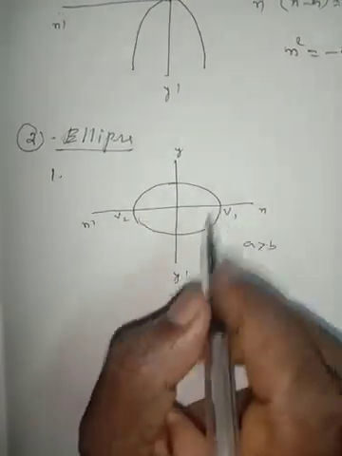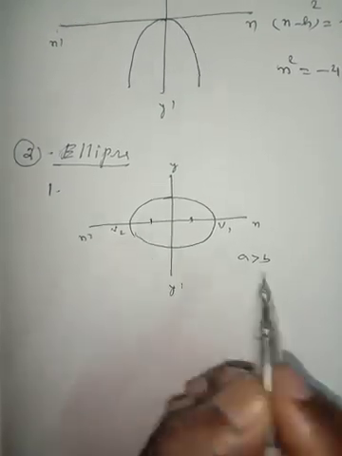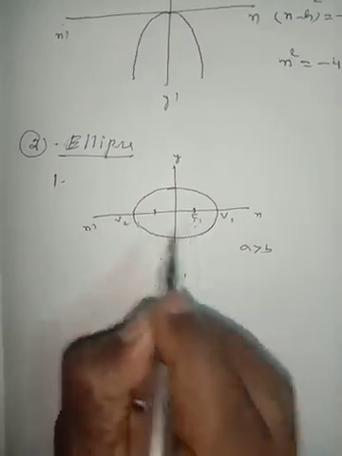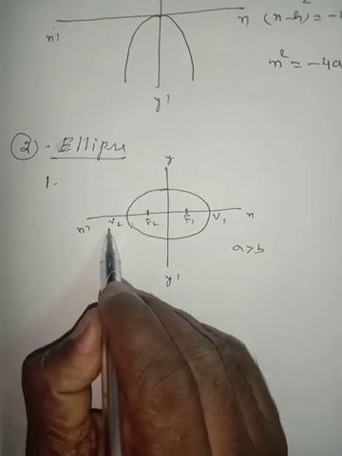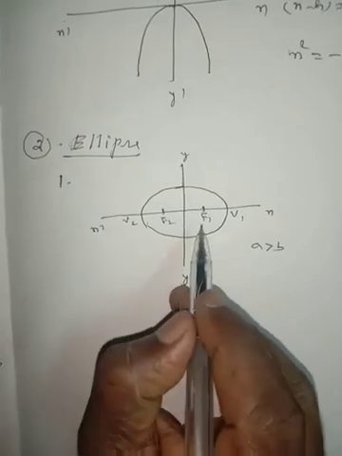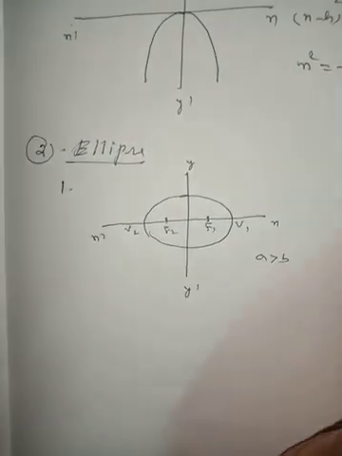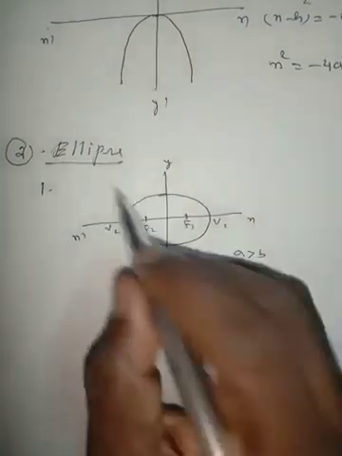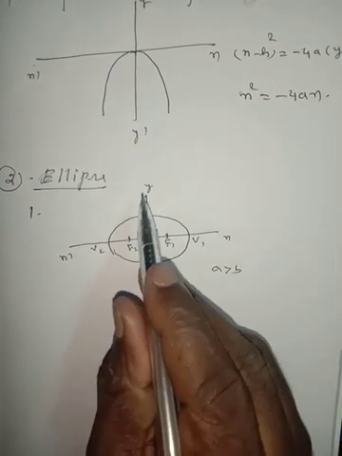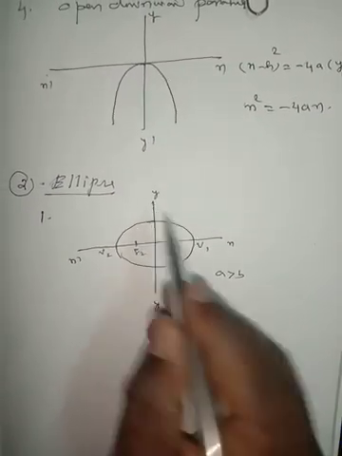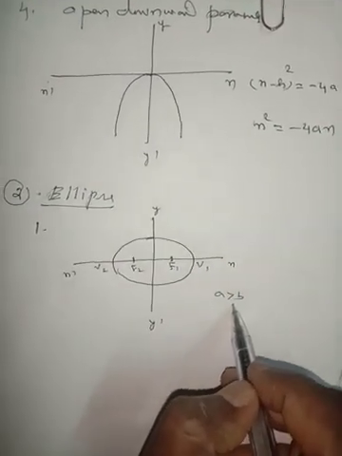Here vertices V1, V2, here a, b. Now the focus, double focus of the ellipse. This is F1, this is F2. V1, V2 are the vertices of the ellipse. F1 and F2 are the foci of the ellipse. The x-axis we call the major axis, the y-axis is called the minor axis. Major axis length is greater than minor axis length.